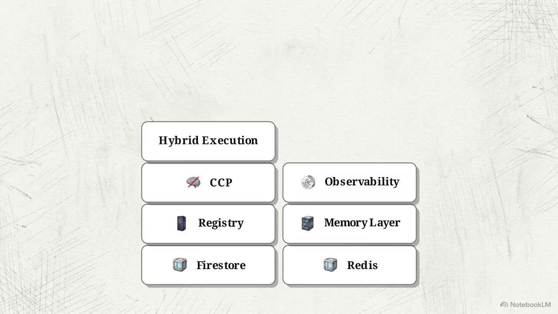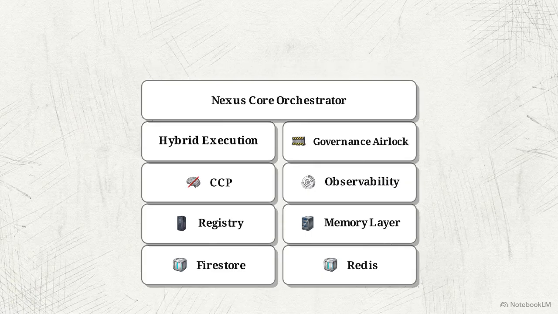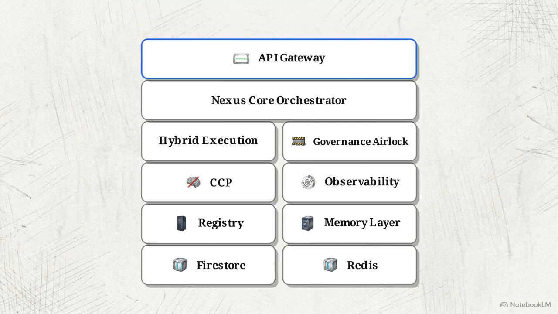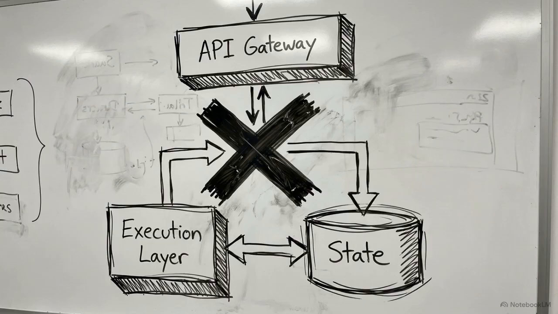Above it, we integrate the hybrid execution layer, which actively runs models. We cap this with the governance airlock to audit every generated output. Finally, we deploy the Nexus core orchestrator to coordinate internal routing, sealing the entire stack with the API gateway for external ingress. Building bottom-up through infrastructure as code physically prevents cyclic dependencies. The API gateway cannot accept traffic before the execution layer exists, and no execution happens without isolated state backing it up.